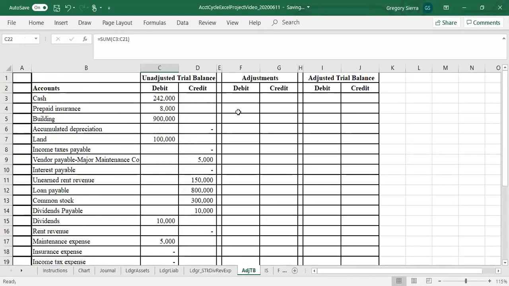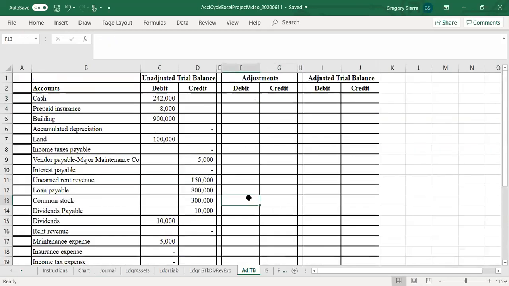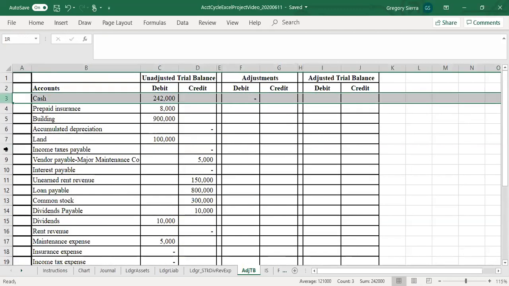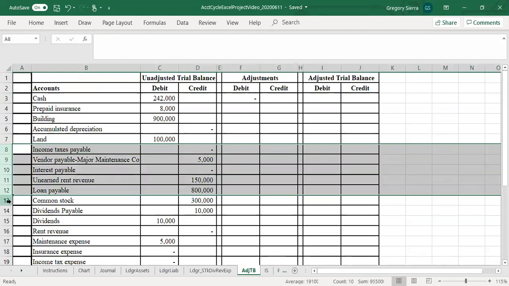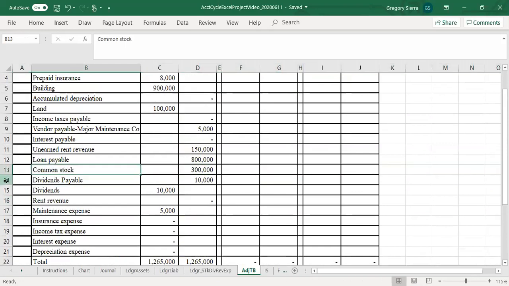All right, so now we have to put the adjustments in here. Cash, 0, no adjustment. So prepaid insurance, is it going to be decreased or increased? It's going to be decreased with the adjustment. So I'm going to go straight to the journal. So all we're going to end up doing is putting these, you know what? I think it's better to start down here because the way this thing is set up is you have the assets, then you have the liabilities, then you have stockholders' equity accounts.